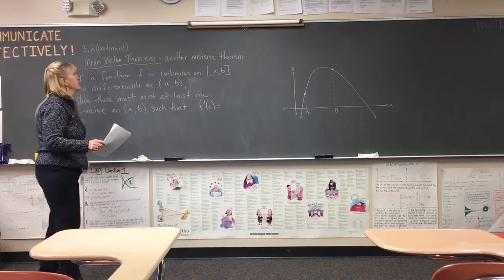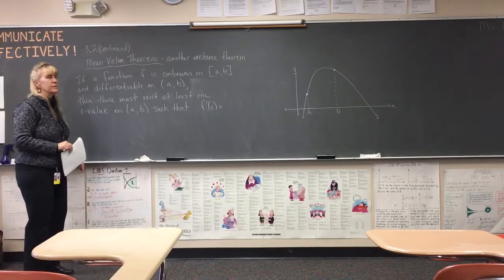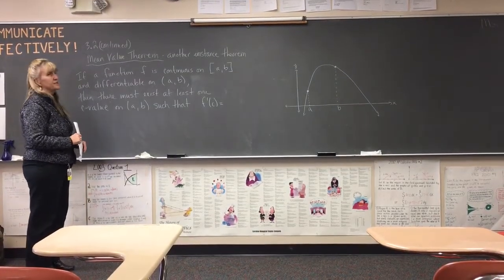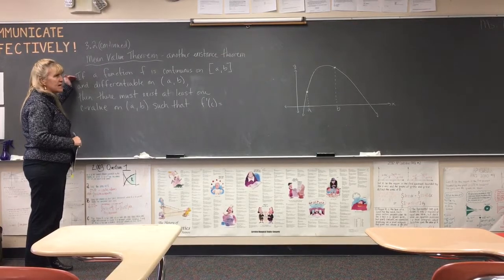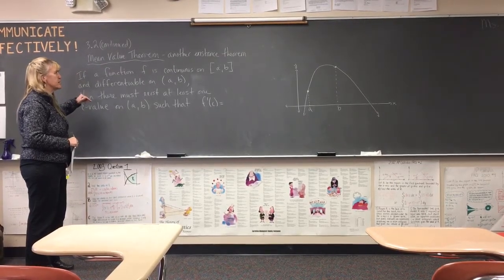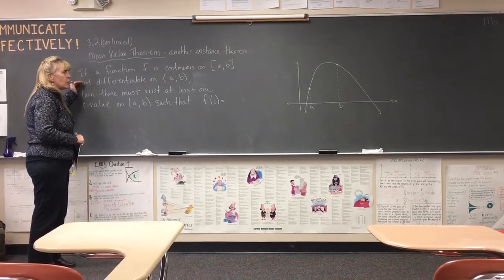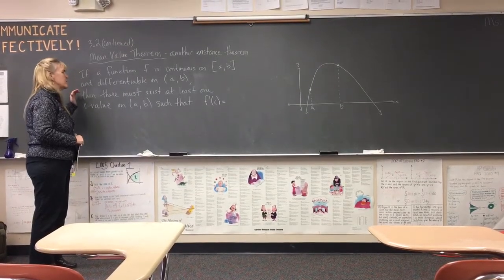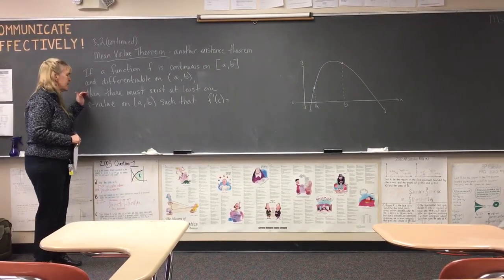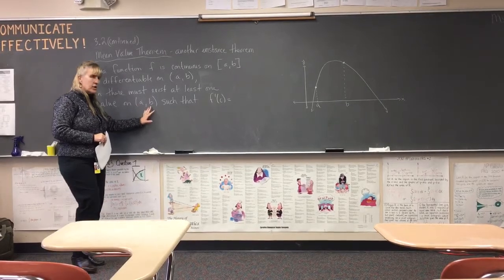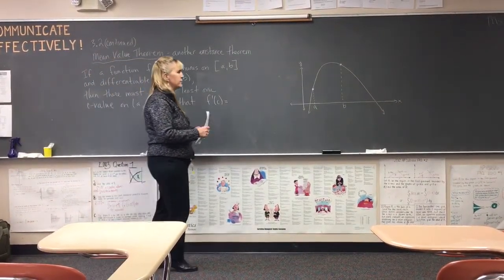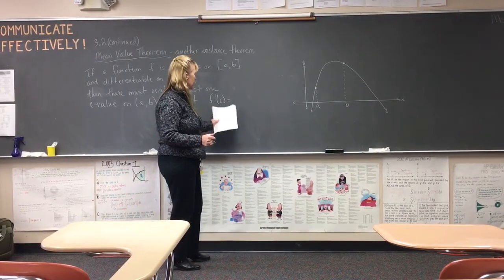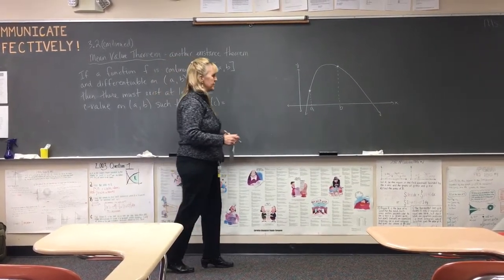Okay, welcome back to 3.2, but this time we're going to be continuing with the mean value theorem, which is another existence theorem. The mean value theorem states that if a function f is continuous on a closed interval [a, b] and differentiable on an open interval (a, b), then there must exist at least one c value on the open interval (a, b) such that f prime of c is equal to, and here is your question, what would f prime of c actually be equal to?